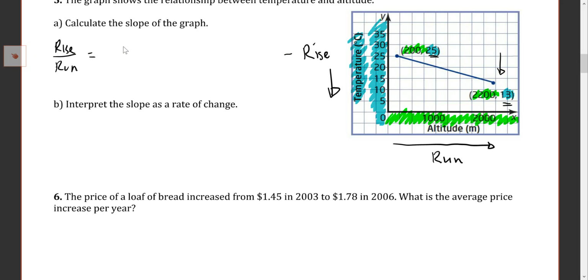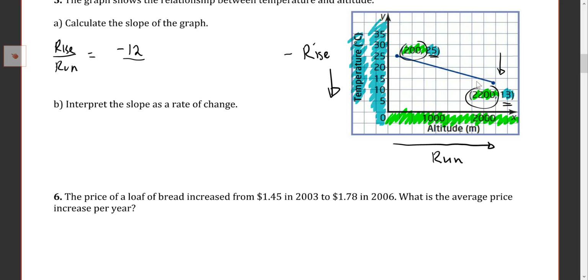From 25 down to 13. What's the difference between the two? 12. So my rise is actually negative 12 divided by, well, the run is going from 200 to 2,200.